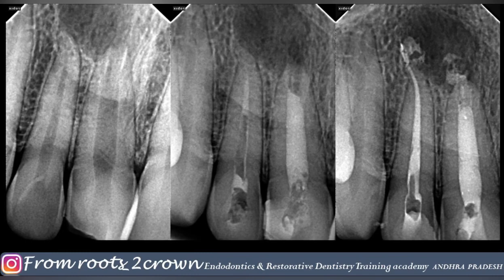So it saves the majority of the patient's time, and at the same time it is helpful for the clinician to handle this type of material in clinical practice, as it has a good setting time, and in the radiograph it shows good radiopacity levels.